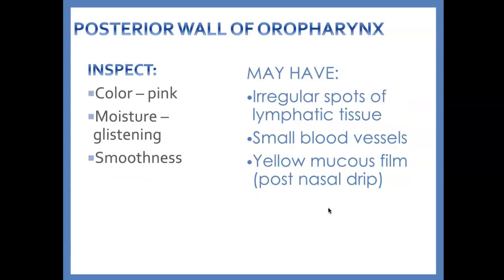The posterior wall of the oropharynx, or the back of the throat. Again, you're just going to inspect it. It should be nice and pink. It should be moist. It should be kind of glistening. Should have some smoothness. You might have a little of the postnasal drip dripping down. There might be some little spots of lymphatic tissue back there. You might see some little blood vessels. And again, some of that mucus from that postnasal drip might be clear, it might be yellow. It depends on if they have a sinus infection or what's going on.